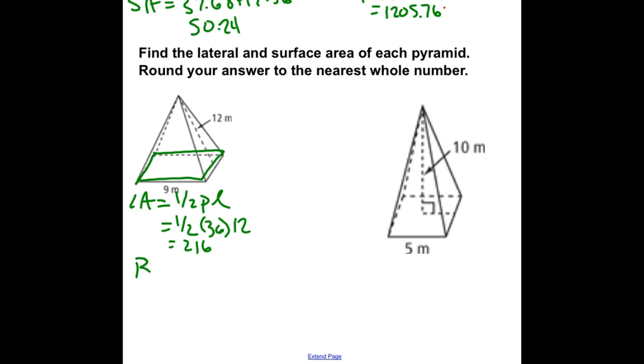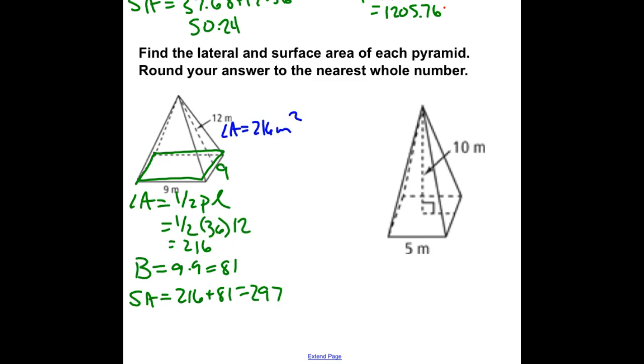Now I'm going to do the base. It's 9 by 9, so I go 9 times 9, and I get 81. Surface area is just take those numbers, add them up, and we get 297. So our lateral area was 216 meters squared, and our surface area was 297 meters squared. Okay? Oops, I circled that in pretty poorly.